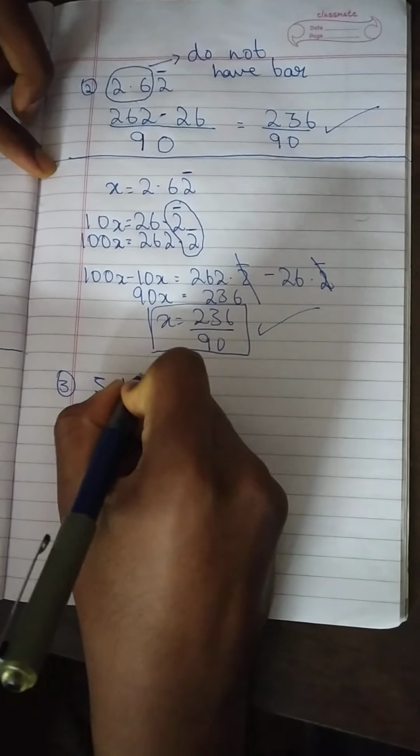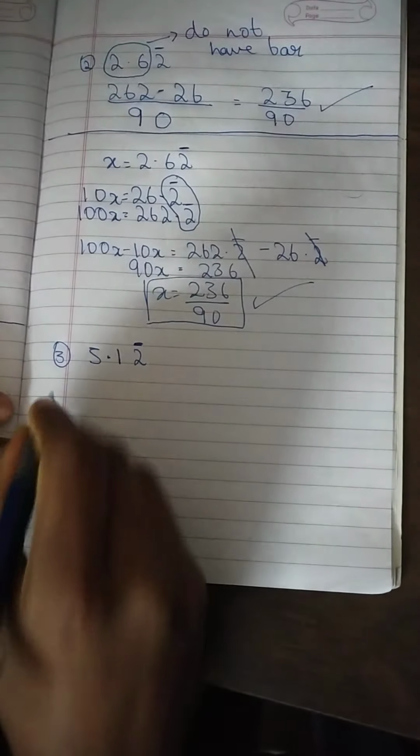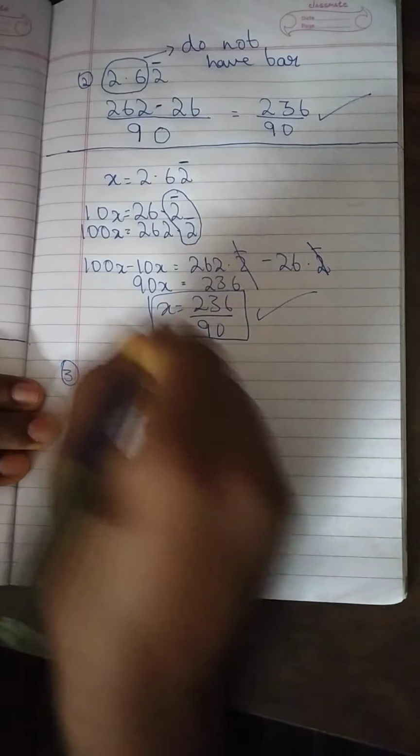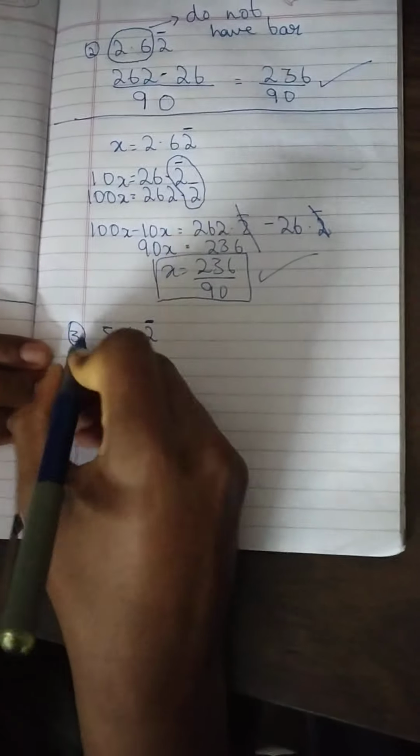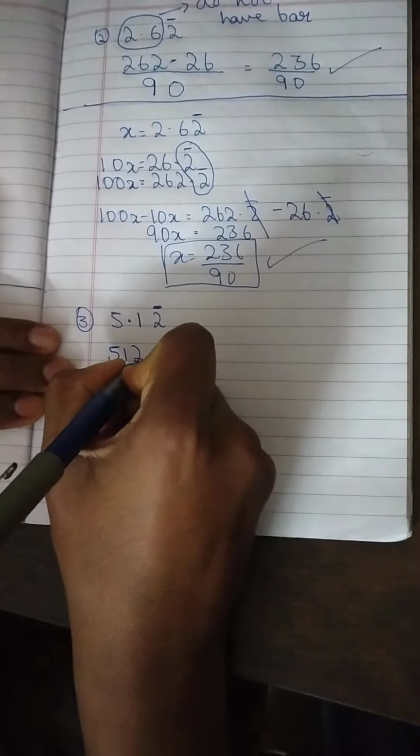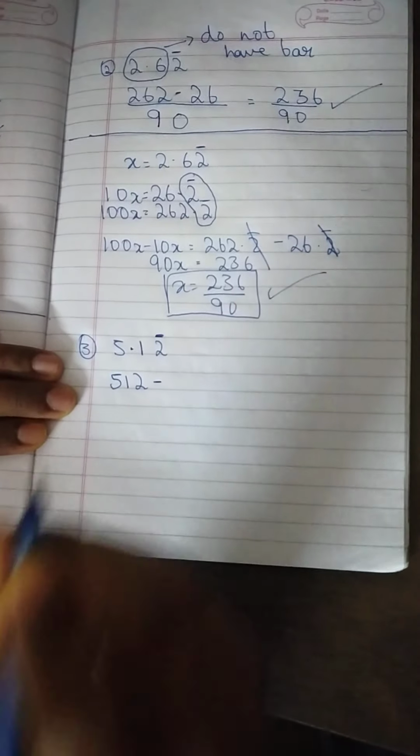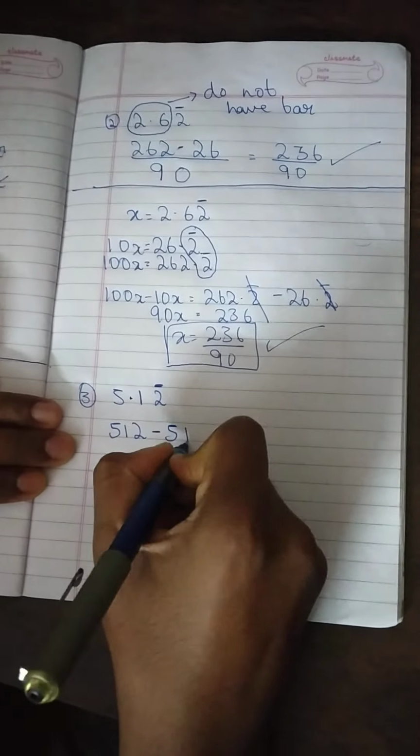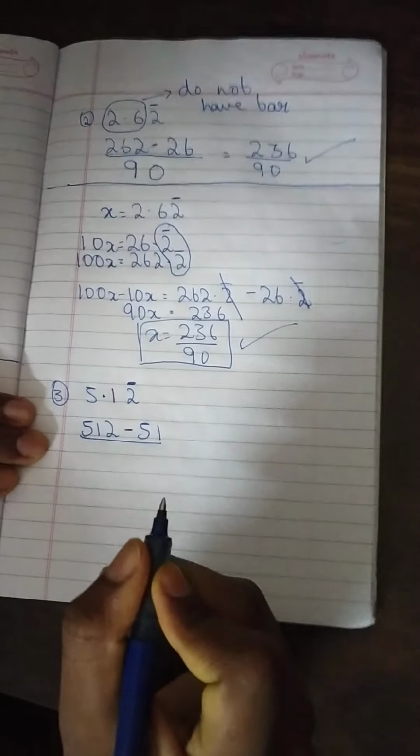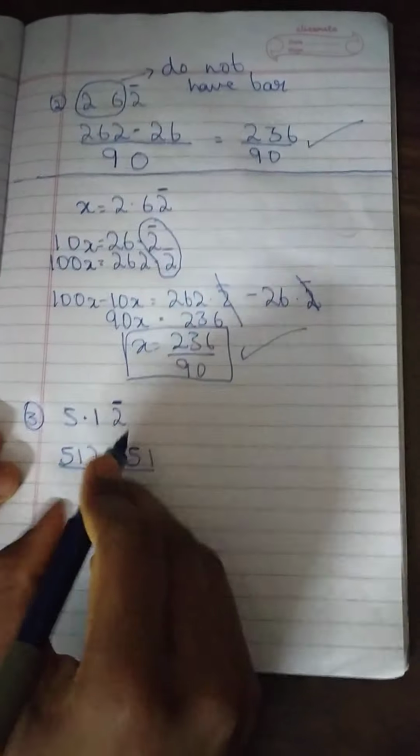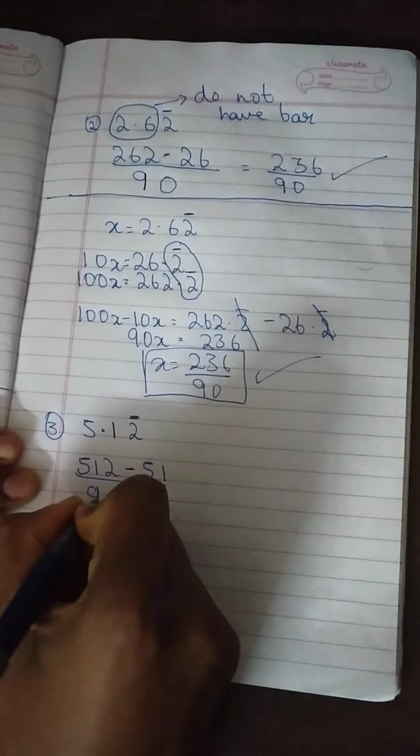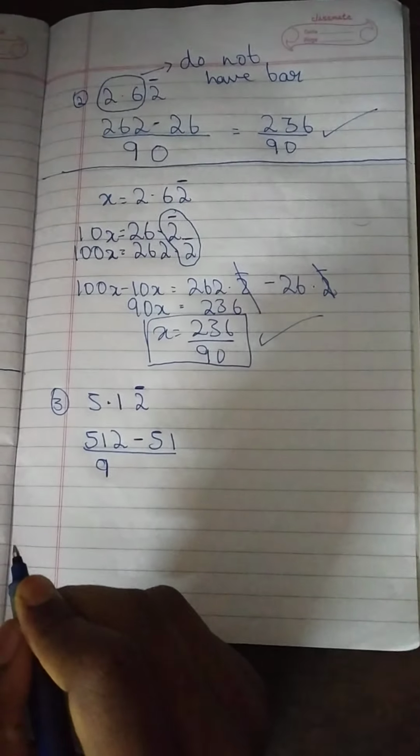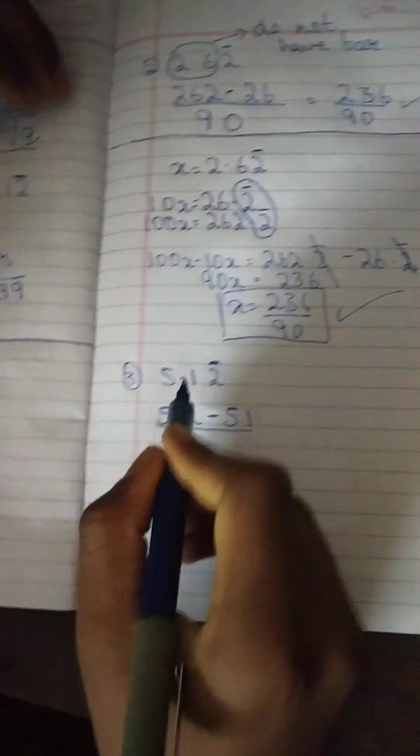5.12 bar. Okay, the bar is only on 2. So the first step to solve this in this trick way is write all the digits 512 minus the number of digits which does not have bar, which is 51, divided by, then how many number of 9s should be here? 1 nine. Okay, because there's 1 in bar. If there was 2 in bar, like in this question, we should write 2 nines.